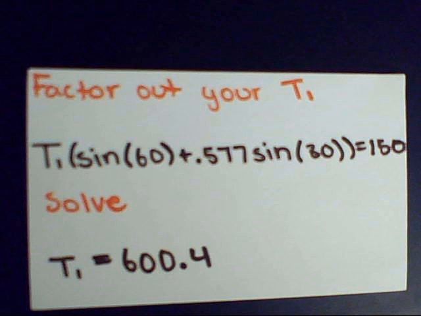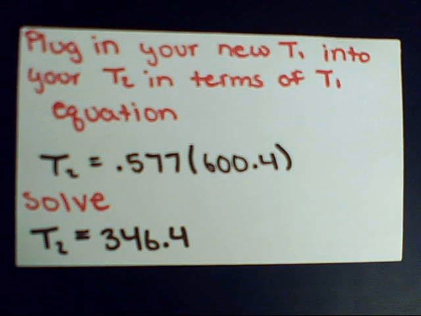Now we factor out our T1 and get this equation. And then we solve, and T1 equals 600.4. Next, we plug the new T1 into the new T2 in terms of T1 equation. We get T2 equals 0.577 times 600.4. We solve it, and T2 equals 346.4.